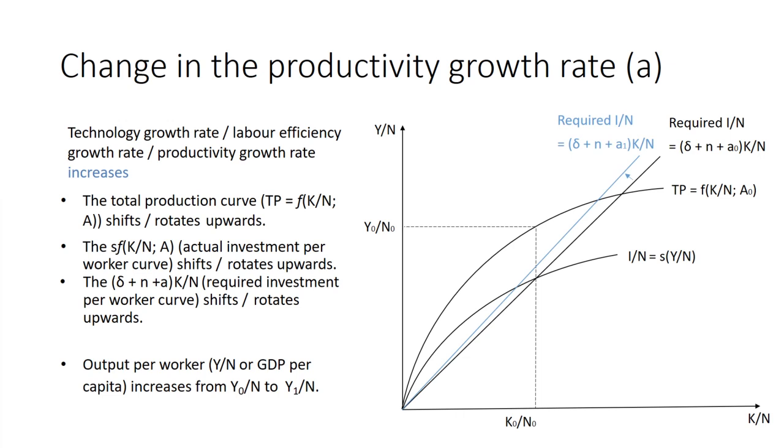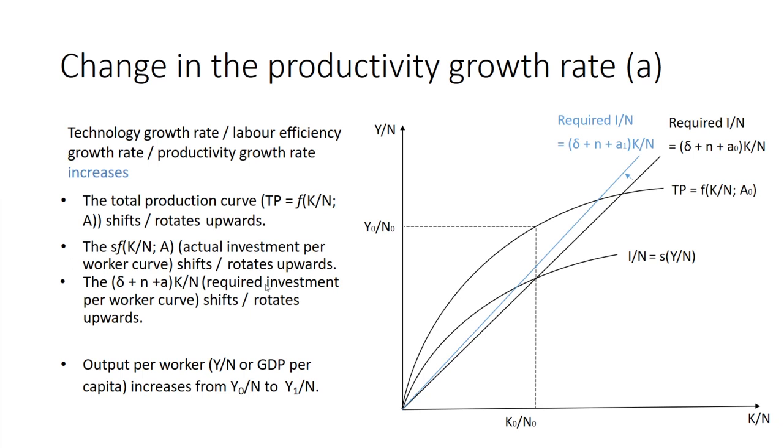So the first thing that I'm going to shift here is the required investment per person. As you know, required investment per person is dependent on the depreciation rate, population growth rate, and the growth rate of either technology or productivity. Right? So directly, this increase in productivity growth rate impacts the required investment per person. It shifts to the left.